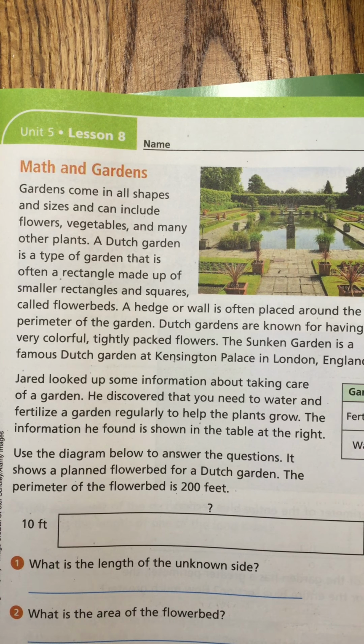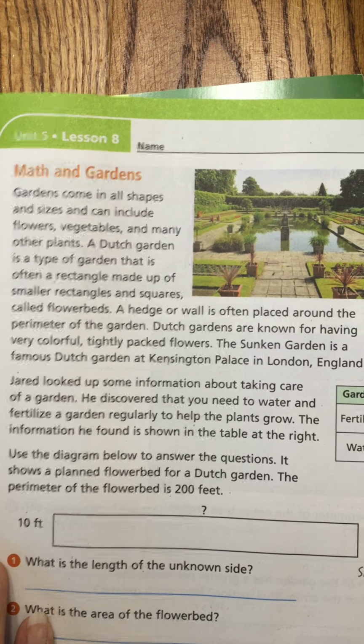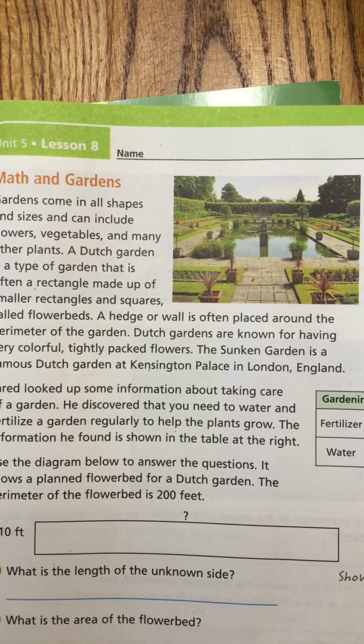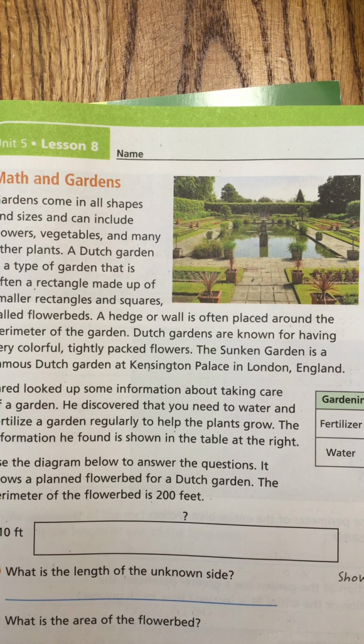A Dutch garden is a type of garden that is often a rectangle made up of smaller rectangles and squares called flower beds. A hedge or wall is often placed around the perimeter of the garden. Dutch gardeners are known for having very colorful, tightly packed flowers. The Sunken Garden is a famous Dutch garden at Kensington Palace in London, England.